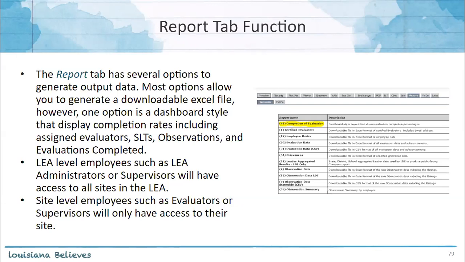In the report tab, you will see various reports that you can run for the current year that you're in. This will not change years. If you click the completion of evaluation tab, that will bring up a list that will give you overall statistics of how your LEA is doing: total number in, people with assigned evaluators, number of SLTs, number of observations. As you keep selecting down, you can get to the site level, and then you can get to the employee level.